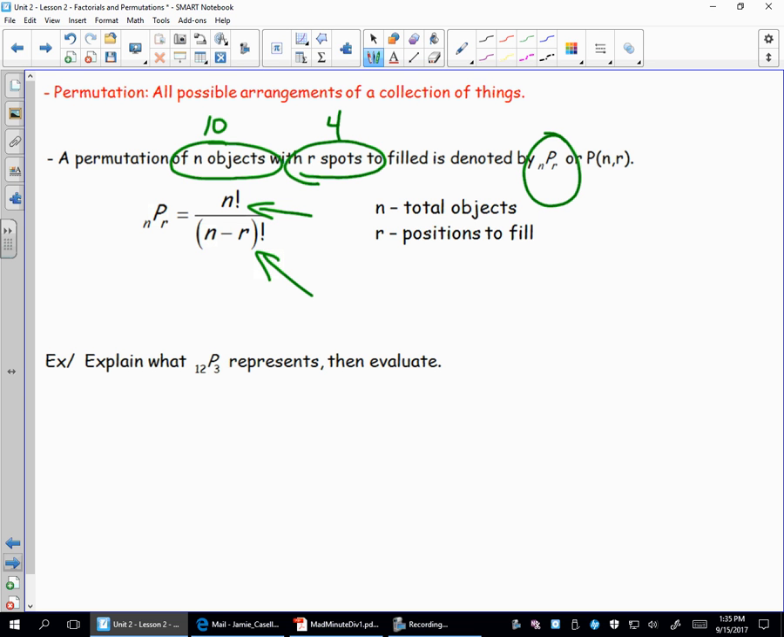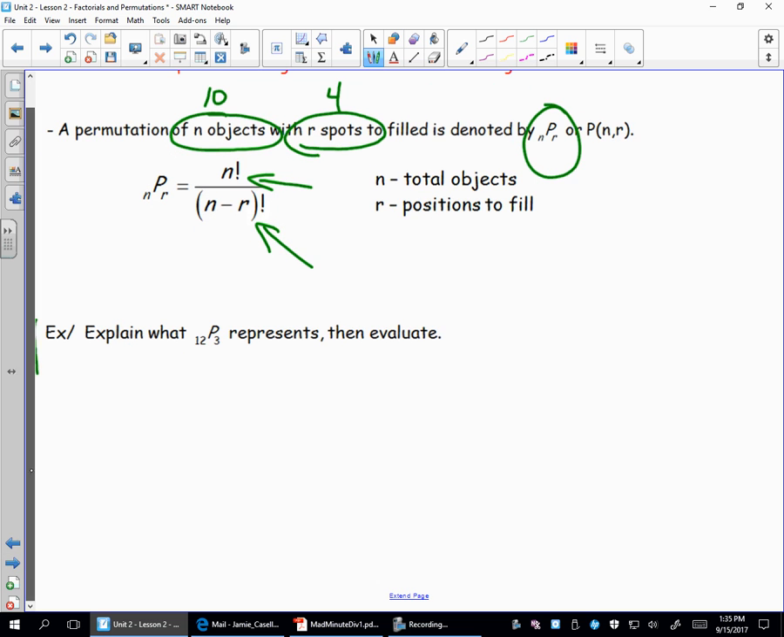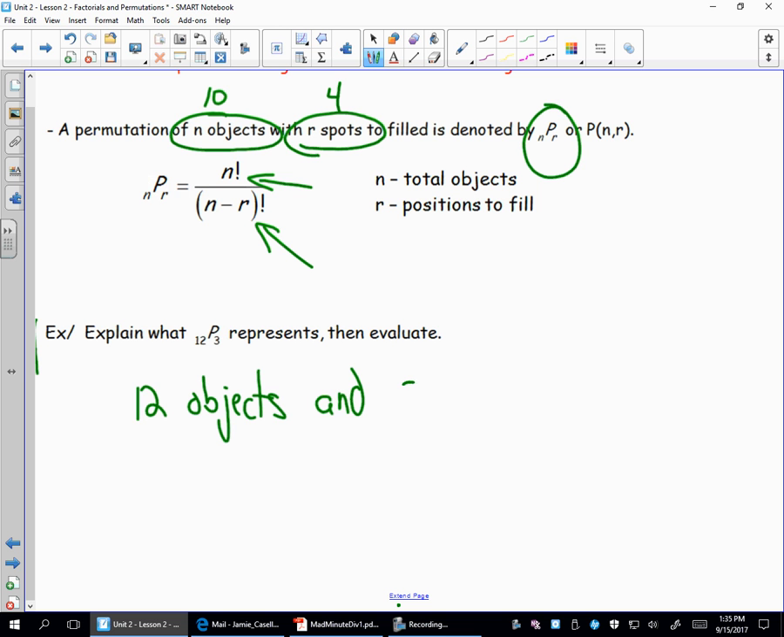So let's try this first example. Explain what 12P3 actually means. Well, 12P3 means there's 12 objects. That's the first number, the n. And 3 spots to fill. So first, second, and third. I've got 12 people to choose from. Who came first, who came second, who came third? That's a permutation.